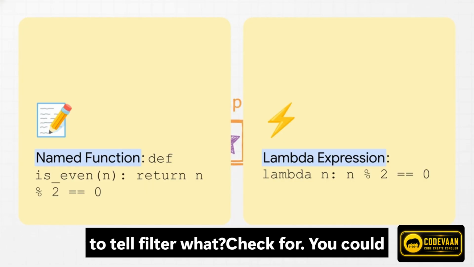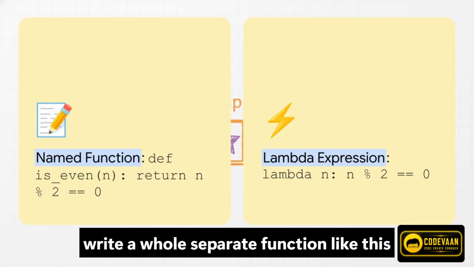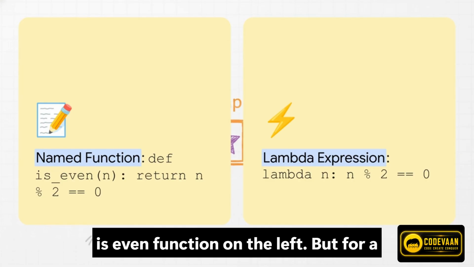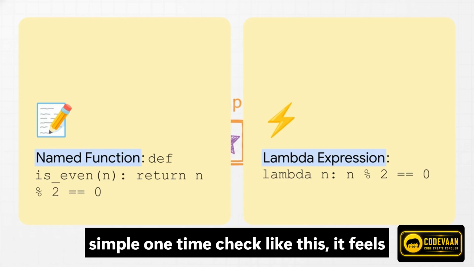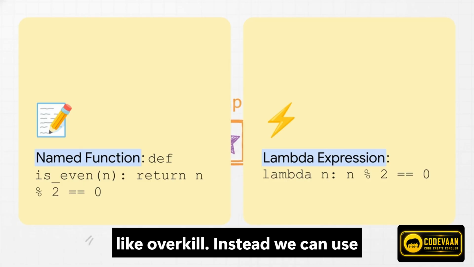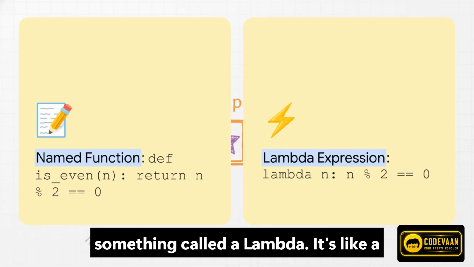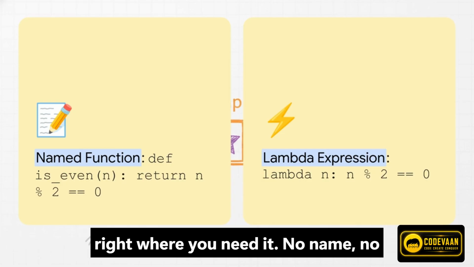Now, to tell filter what to check for, you could write a whole separate function, like this isEven function on the left. But for a simple one-time check like this, it feels like overkill. Instead, we can use something called a lambda. It's like a tiny, anonymous function that you define right where you need it. No name, no fuss, just the logic.